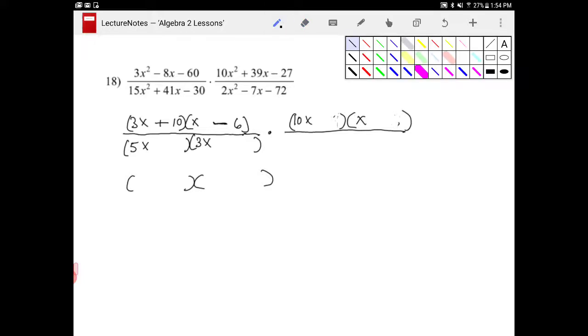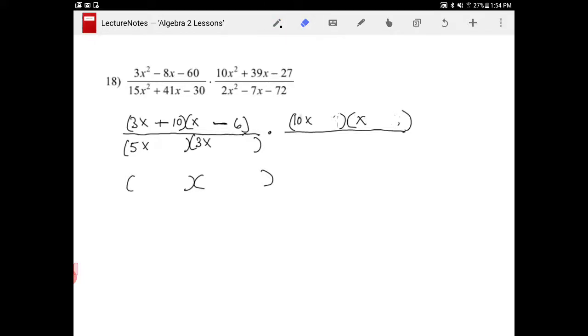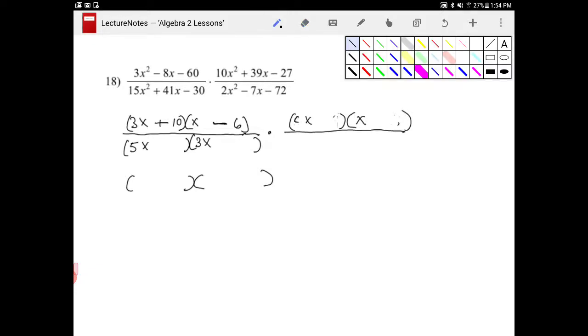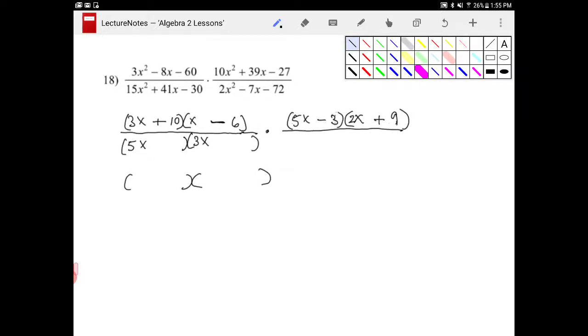So I need 5 and 2, perhaps, and 3 and 9. Yes, that would work. 9 times 5 is 45. 45 minus 6 gets me 39. Okay, so then that means this will be plus and this will be minus.